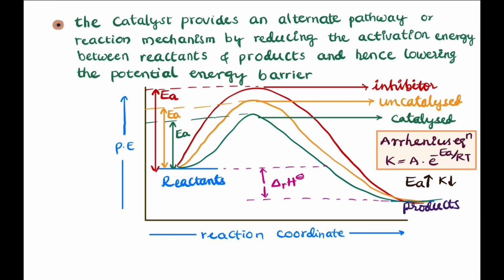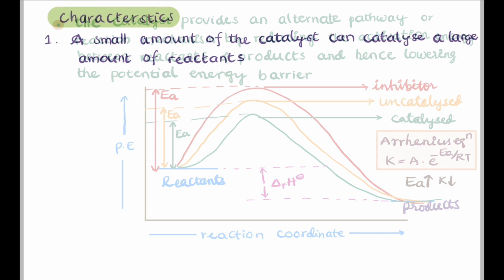Now the reactants are converted into product. So reactant energy is higher, product energy is lower. The difference between the reactant and product is called the enthalpy of reaction. So reactant converted to product is an exothermic reaction, a negative value, from higher level to lower level energy conversion. So overall, the catalyst decreases the activation energy.